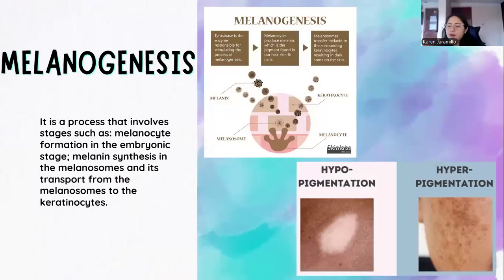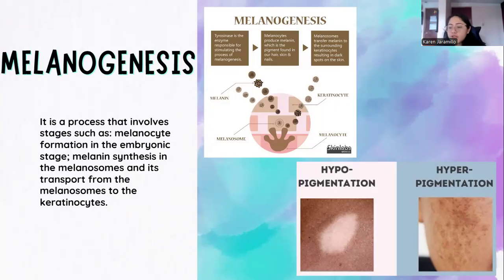Well, I'm going to talk about melanogenesis. Melanogenesis is a process that involves stages such as melanocyte formation in the embryonic stage, melanin synthesis in the melanosomes, and its transport from the melanosomes to the keratinocytes. The skin has the melanoepidermal unit, which is responsible for the production and distribution of melanin.